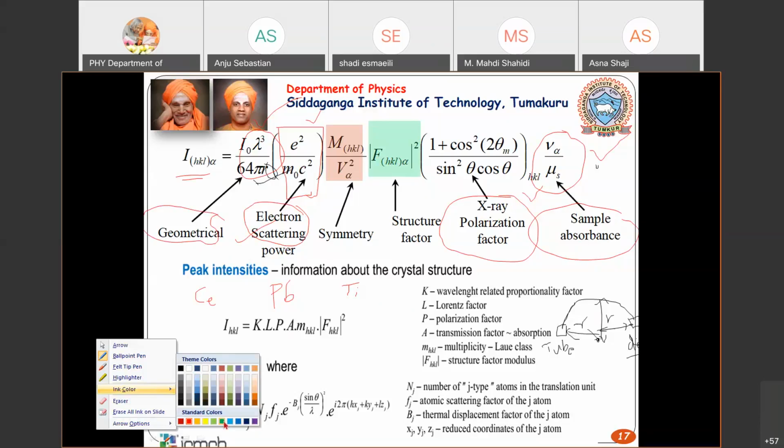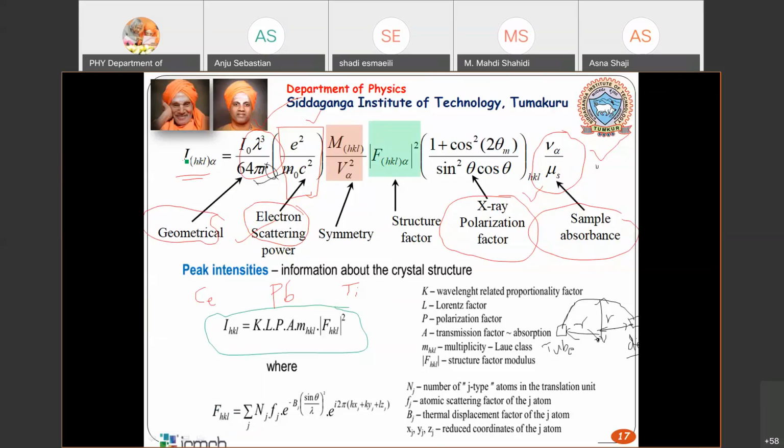So now, when it comes to symmetry and your form factor, sorry, we will talk first about the structure factor, then I will explain the symmetry. When it comes to the structure factor, here F of HKL is your structural factor. What are the things that are there? Again, this is one more equation, a summation equation. It is a summation of N, f, B, and all these things. So it is given here.